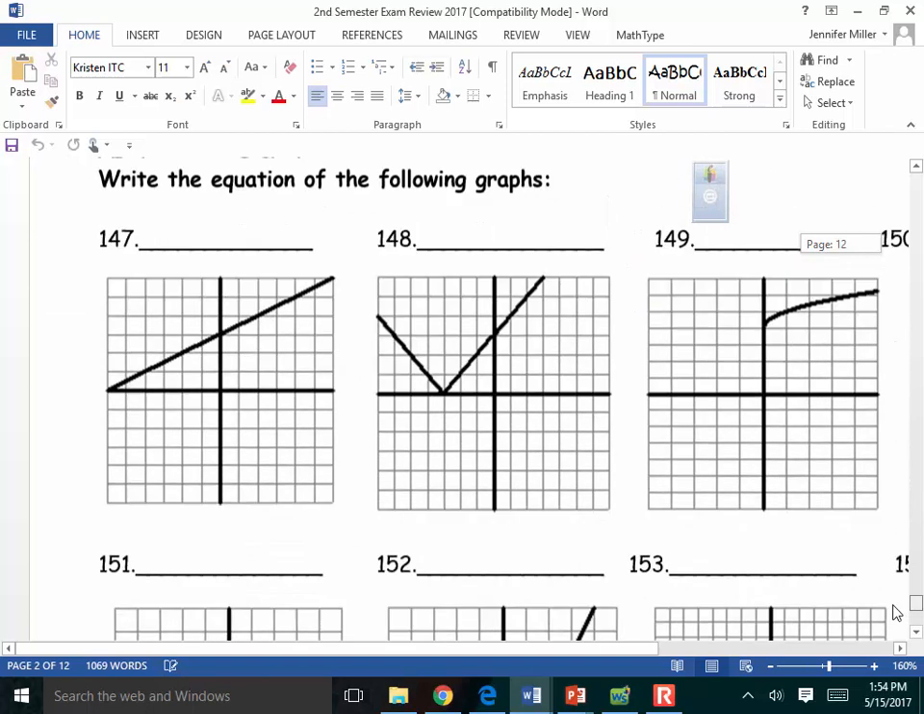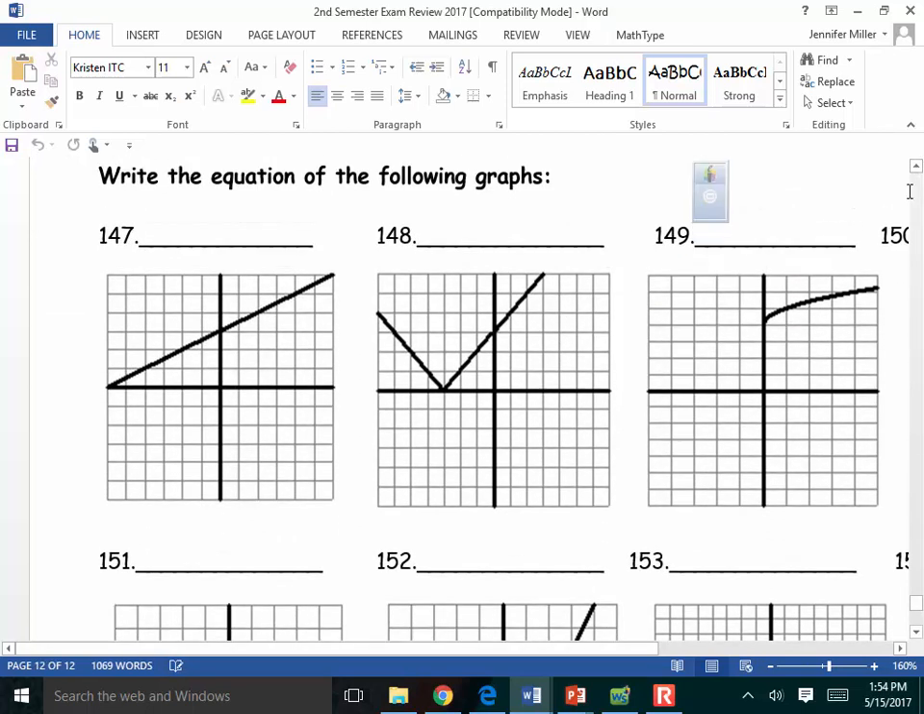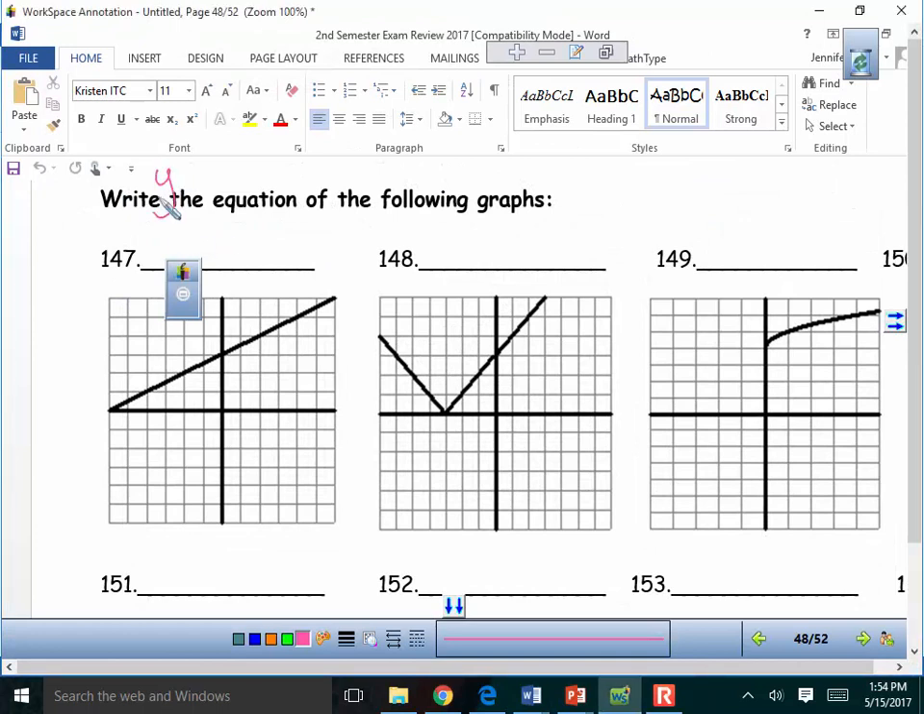I want to look at these graphs really fast. Do you guys remember how to write the equation of a line? All right, it's y is equal to mx plus b, where m is the slope and b is the y-intercept. On this problem, what's our slope? 3 is the y-intercept, but our slope is up 1 over 2. Slope is rise over run, so that's y is equal to 1/2 x plus 3.